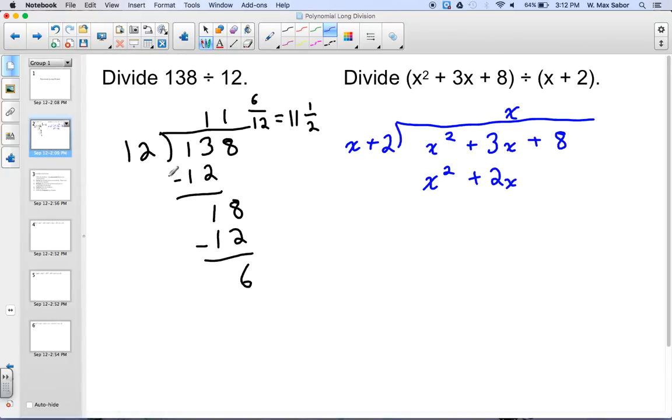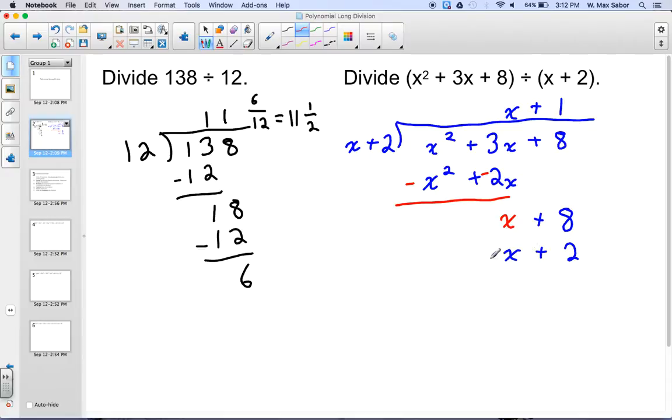Then, just like we did here, we subtract that. So I'm going to subtract both of these. Notice that I added a negative sign in there. So we get x squared minus x squared is 0. 3x minus 2x is x. And then we carry down the next term, 8. How many times does x plus 2 go into x plus 8? Well, it goes in once. And then we have 1 times x plus 2.